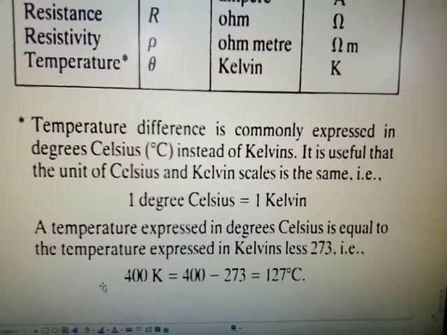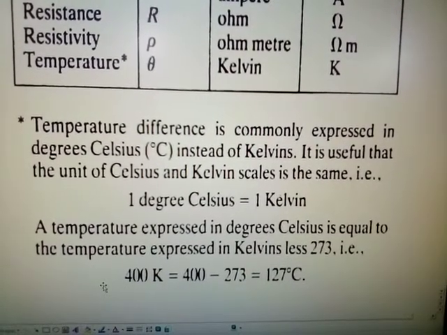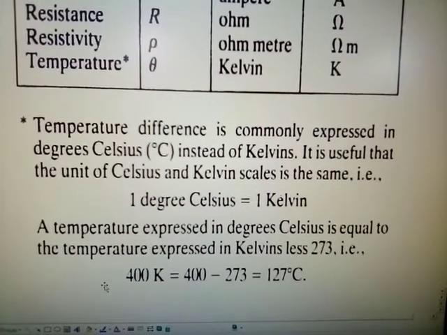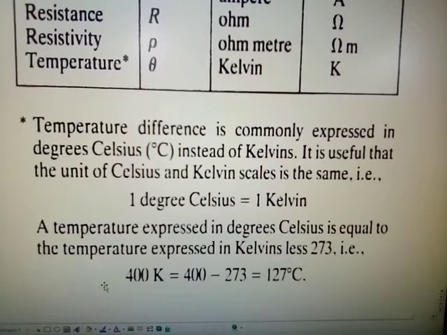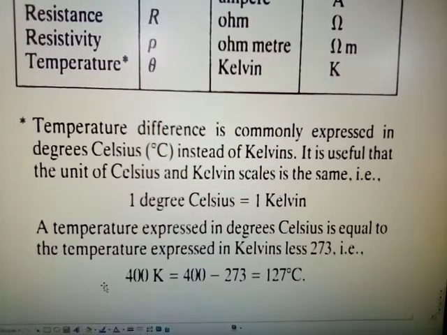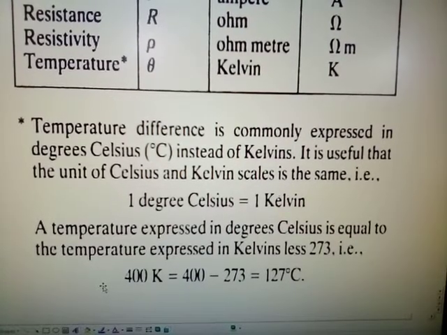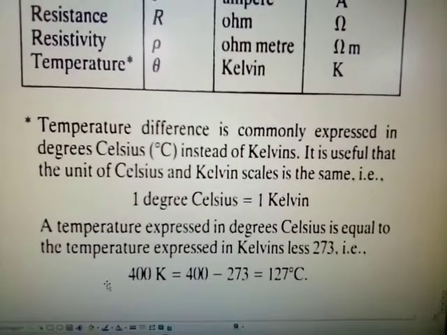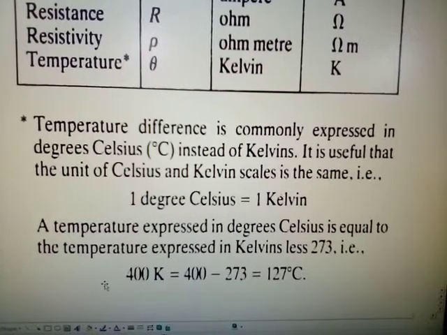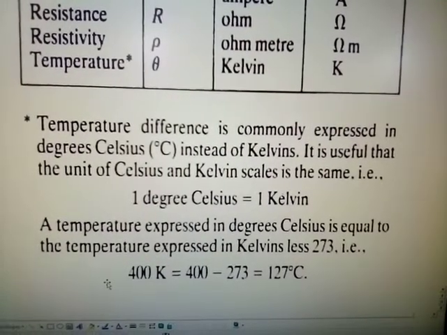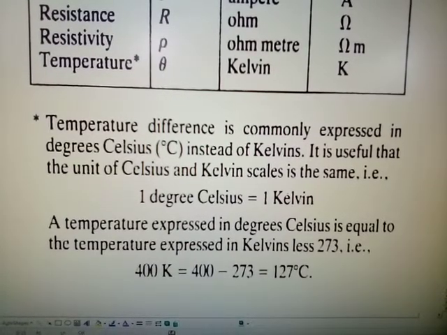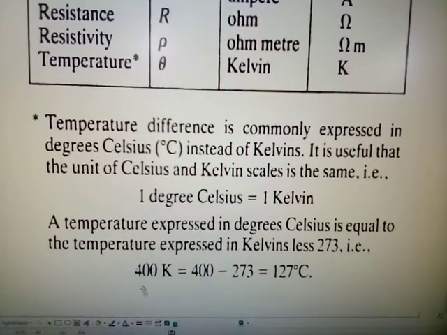So if I assume a figure of 100 degrees Celsius minus 273, it will then obviously be minus 173 Celsius. Okay, let me just make sure that we get this right.